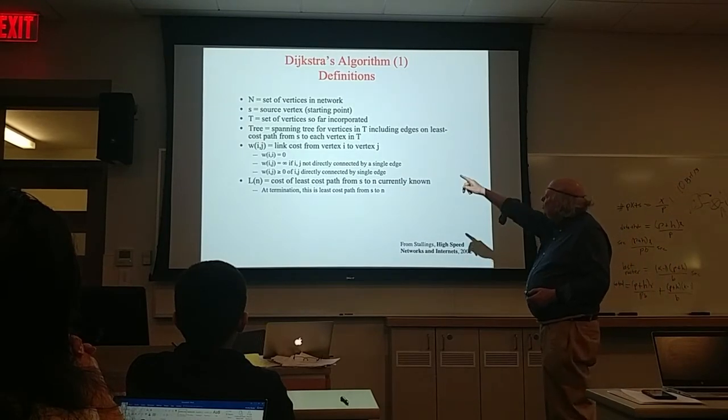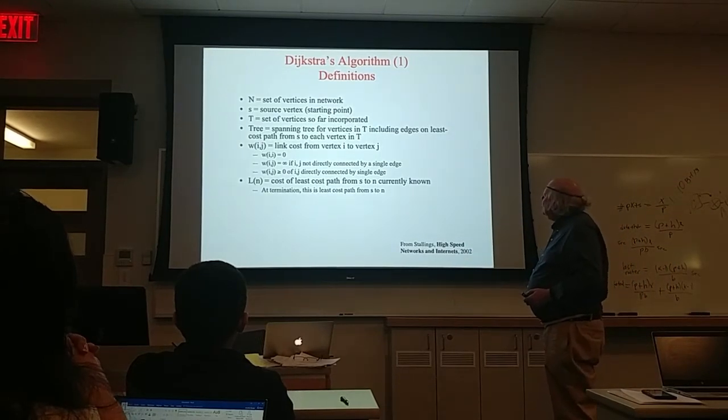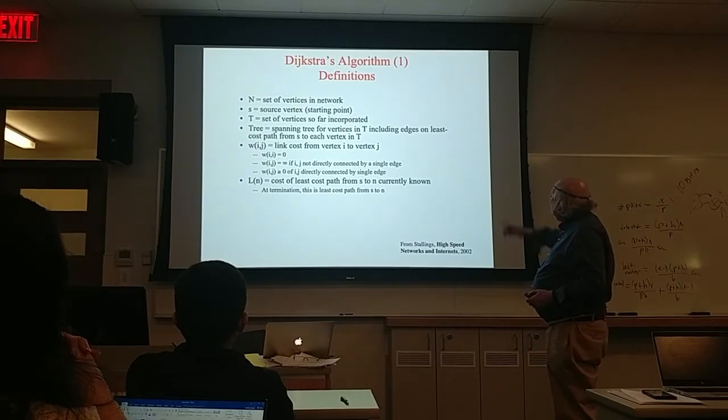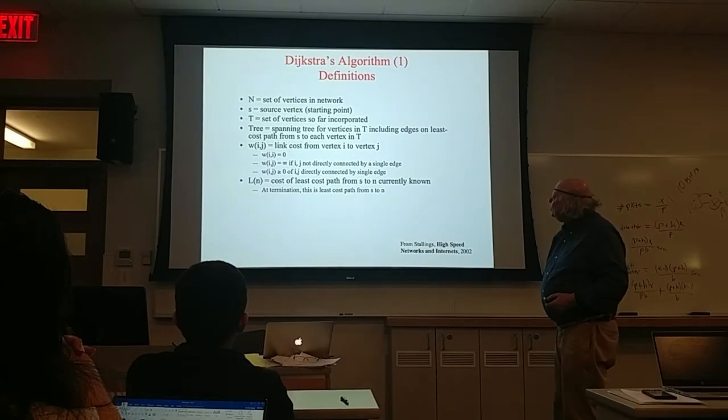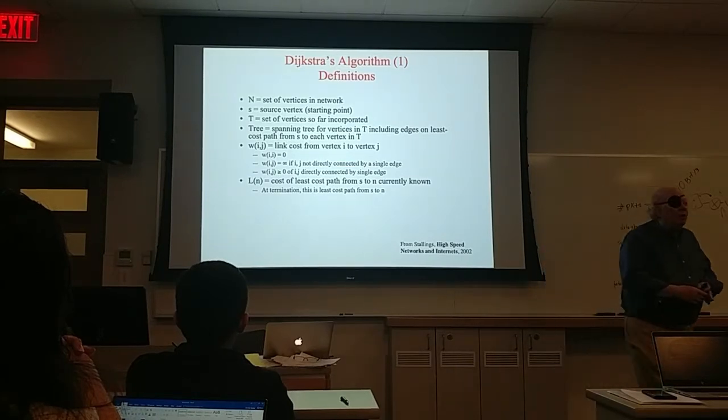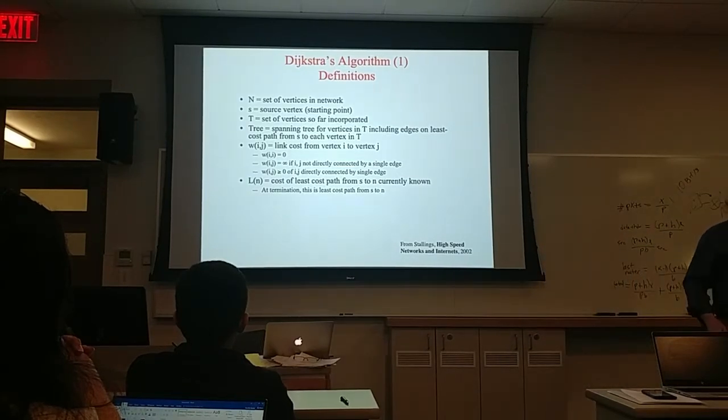Tree is equal to the spanning tree for vertices in T, including edges on the least cost path from S to T for each vertex T. We want to construct a spanning tree here. In other words, a tree originating at this router that goes to every other node in the network.